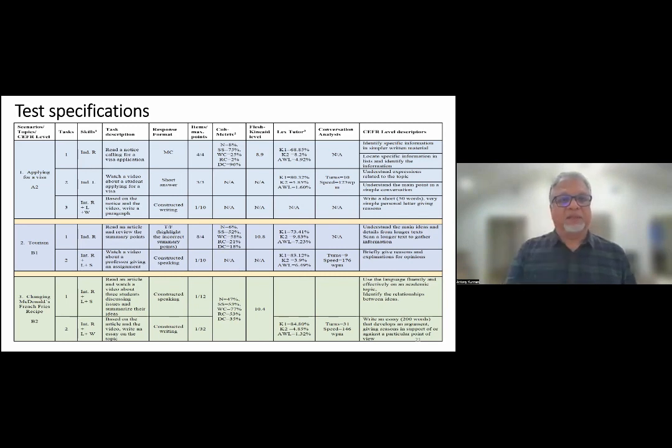And then we have the task description: read a notice calling for a visa application, watch a video about a student applying for a visa, and based on the notice and the video, write a paragraph. And then we have the response format. We had the number of items. We had Coh-Metrix analysis for the first reading part, the Flesch-Kincaid level. We also did a Lex Tutor level.